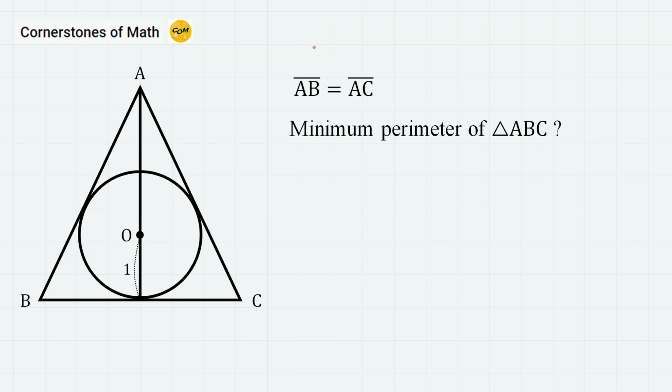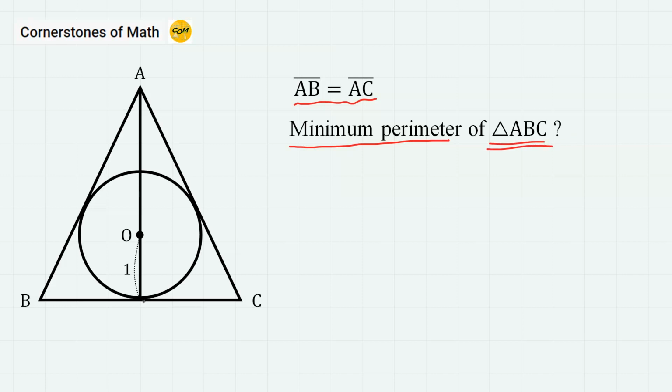Today we are going to solve the following problem. Consider circle O with radius 1. An isosceles triangle ABC with AB equals AC circumscribes this circle as shown in the figure. Find the minimum perimeter of the triangle ABC.